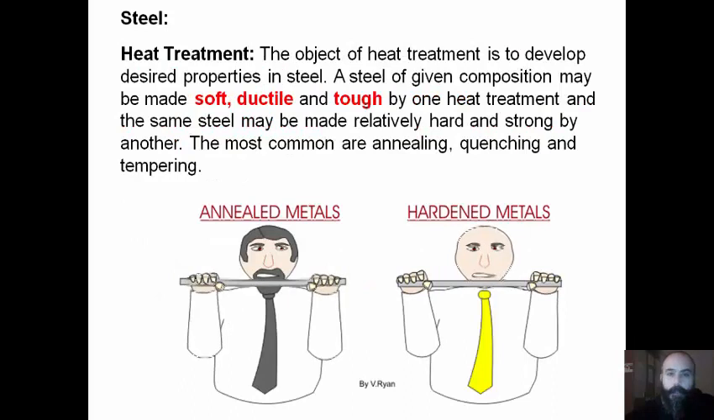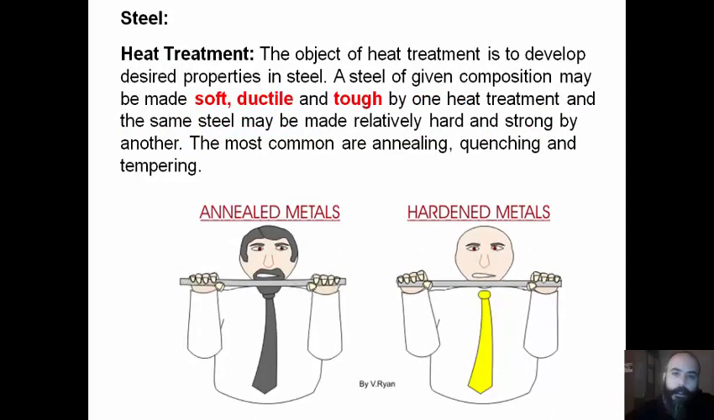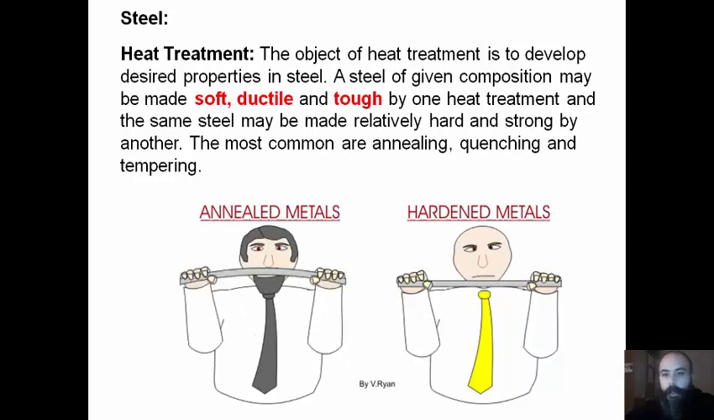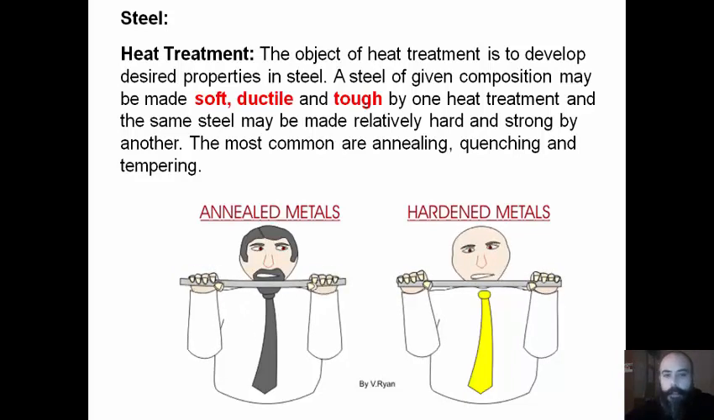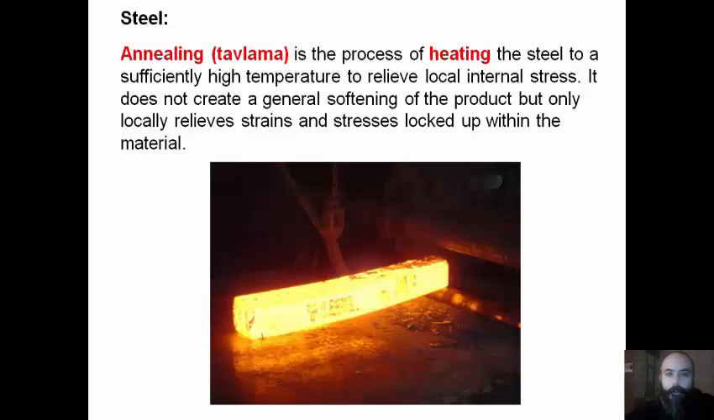Heat treatment. The object of heat treatment is to develop desired properties in steel. A steel of given composition may be made soft, ductile, and tough by one heat treatment, and the same steel may be made relatively hard and strong by another. The most common are annealing, quenching, and tempering.